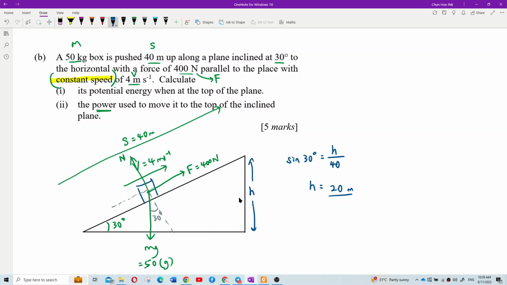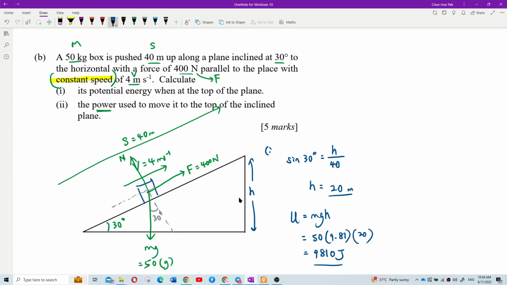Now potential energy at the top is mgh. 50 times 9.81 times h, 20 meters. So it's 50 times 9.81 times 20, which is 9810 joule. That's the answer, guys. The top of the plane.